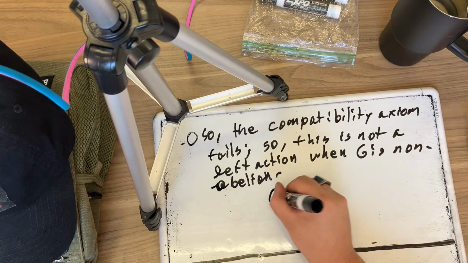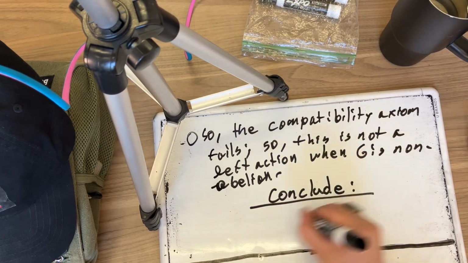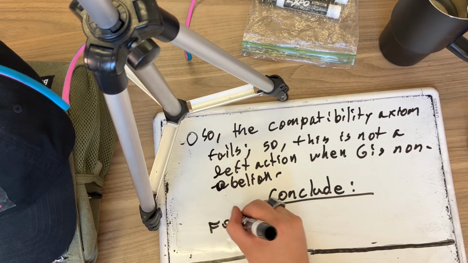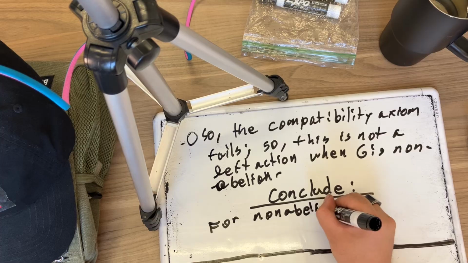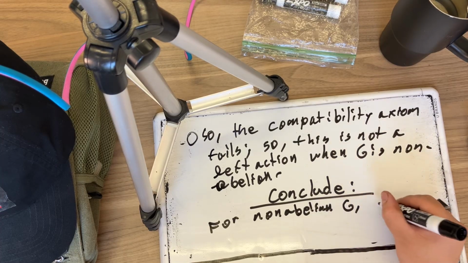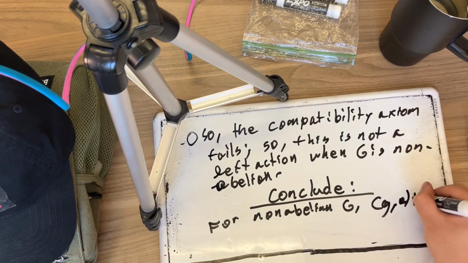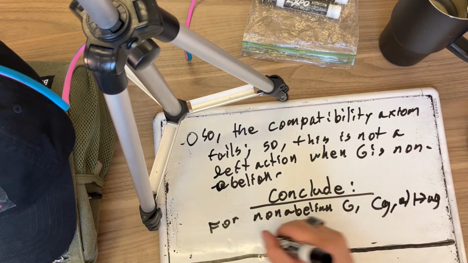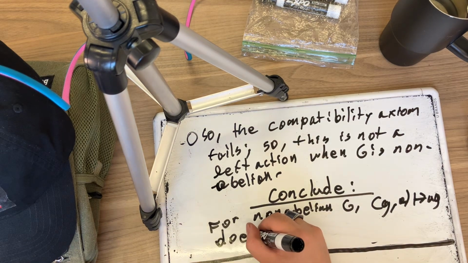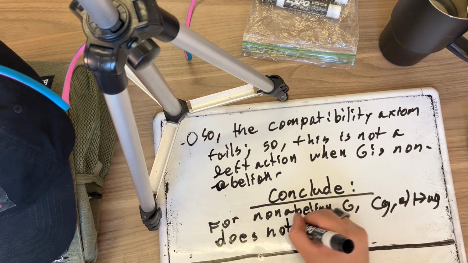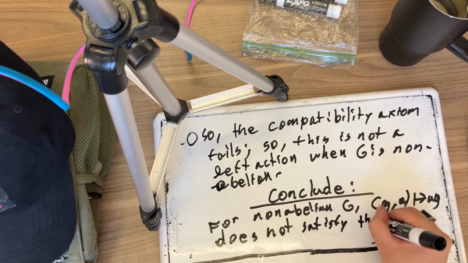So to conclude, for non-abelian G, the map (G, A) to AG does not satisfy the left action axioms.